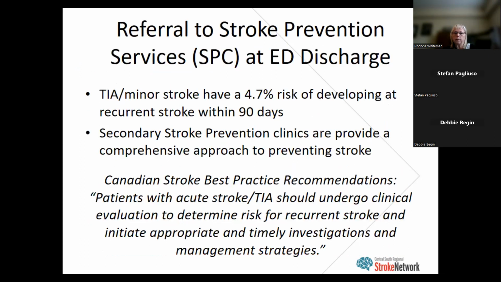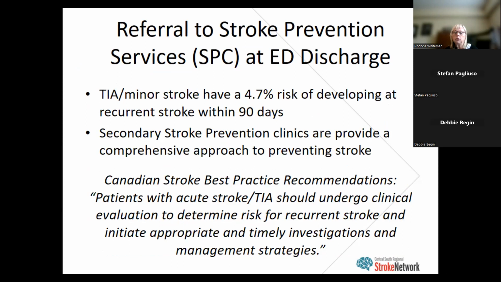When we look at referral to a stroke prevention clinic from ED, and so this is only for NACR's charts, we know that the risk of recurrent stroke after TIA or minor stroke is about 4% in the first 90 days, and that is front-loaded with about 3.8% of recurrent stroke in the first 2 days after symptom onset. We know the risk of having a recurrent stroke is really high after a TIA or minor stroke.